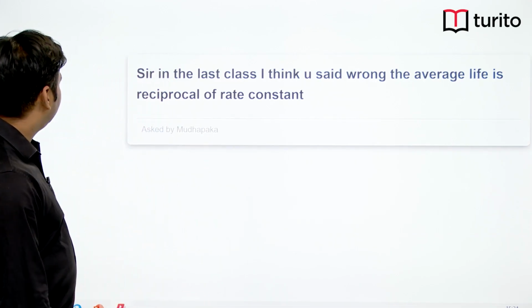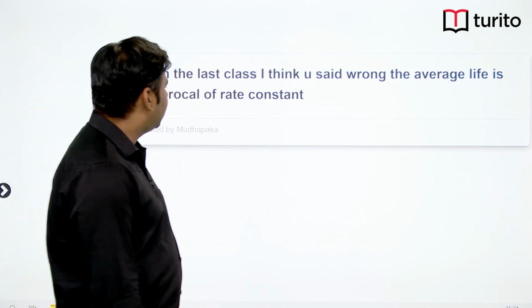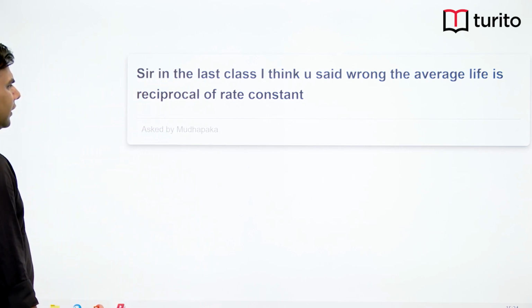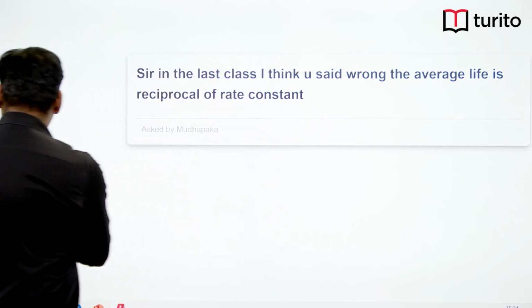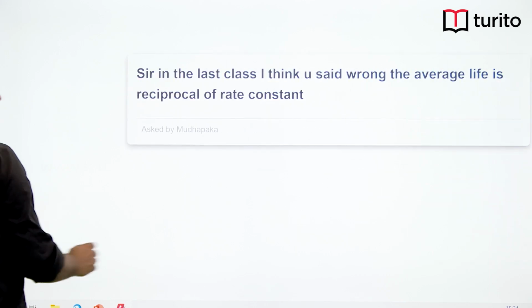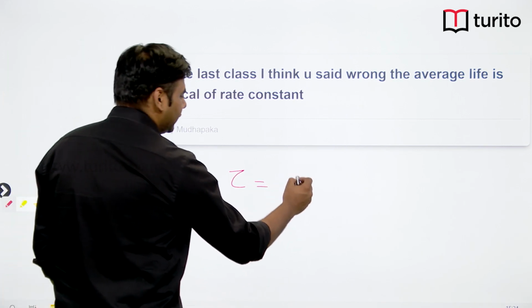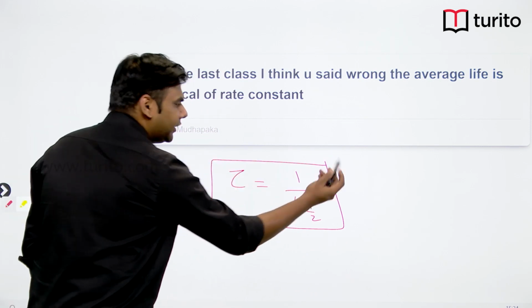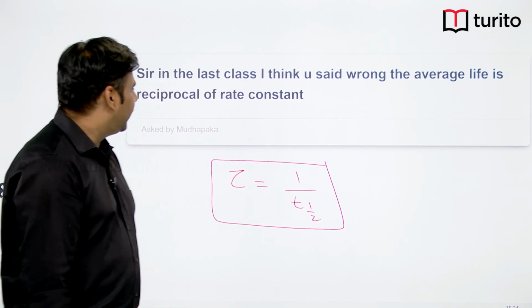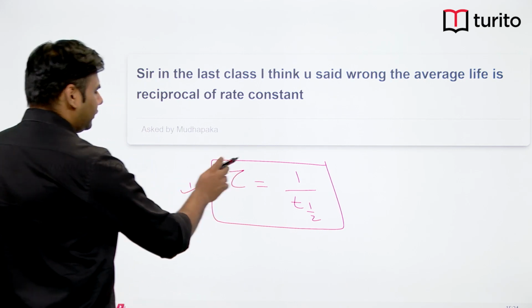There's a doubt by Mudapakka, who says that in the last lecture I think you said the average life is the reciprocal of rate constant. Oh, is it so? No. Okay, if I have said that, just make a correction. Basically, the average life is the reciprocal of the half-life time period. If that is the case, please make the correction. It might have slipped out of my tongue, so just make this correction. Okay, so there is no issue.